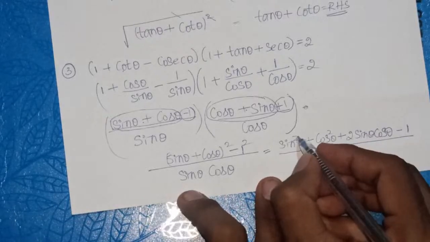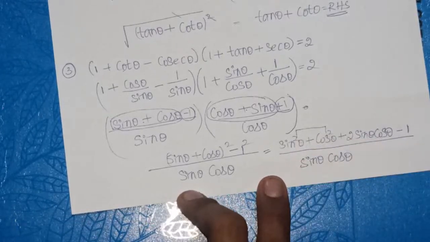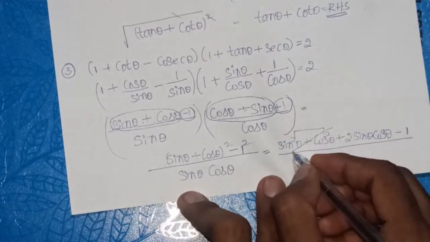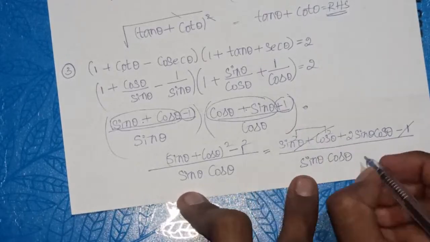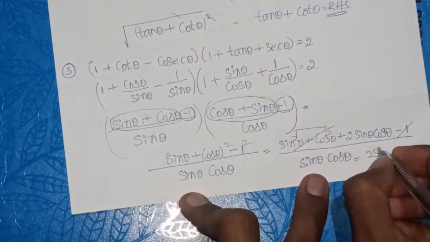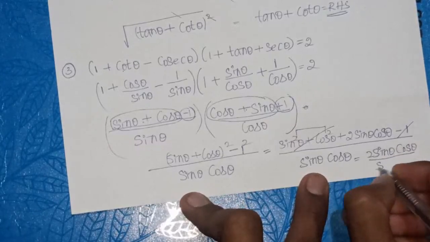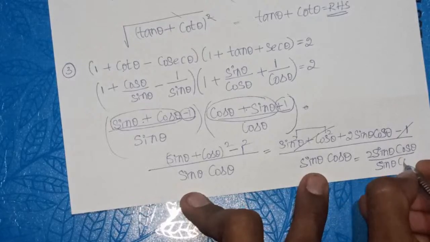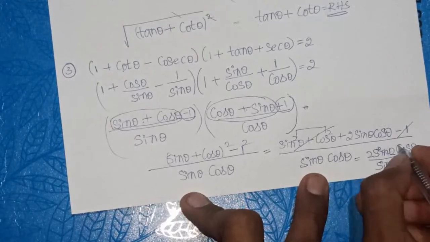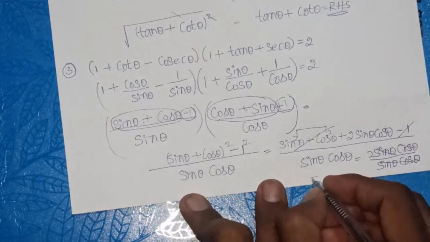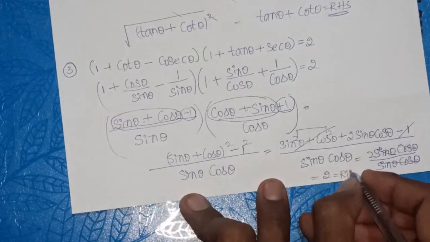And we know that sin square theta plus cos square theta will give you 1. It is plus 1, and here minus 1 will be cancelled out, and it will be left with 2 sin theta into cos theta by sin theta into cos theta. Sin theta cos theta will be cancelled out. We are left with only 2, which is equal to our RHS.